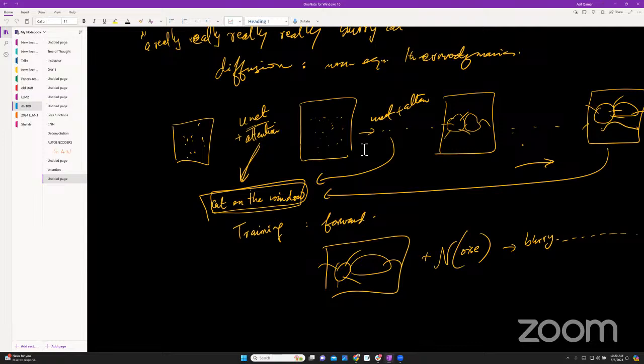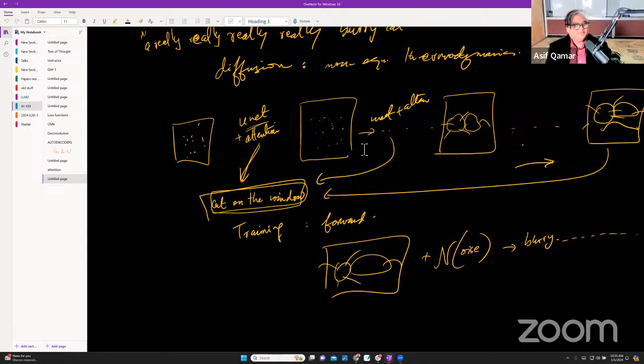AI learns to generalize from data. Are we together? Guys, I'm hearing echoes. Could one of you please mute yourself? Maybe I'll have to do that.